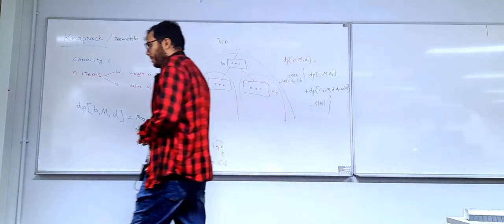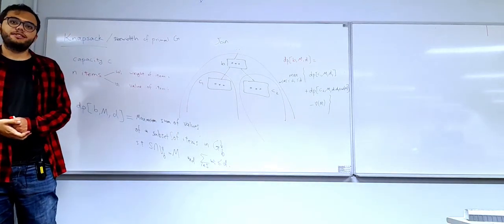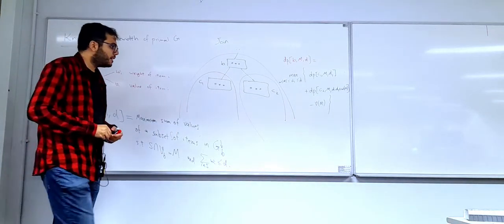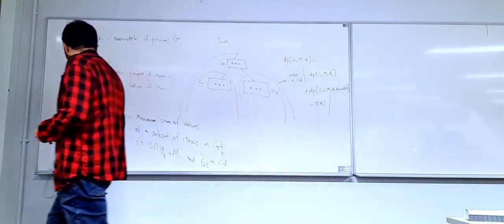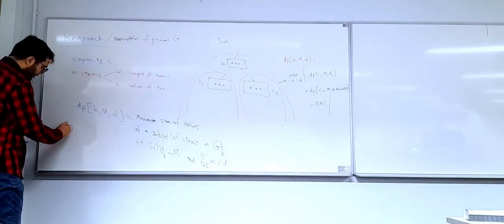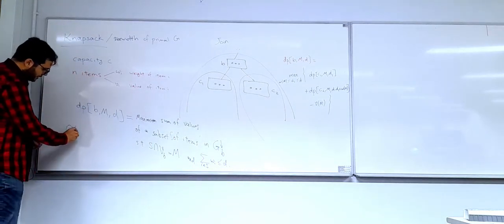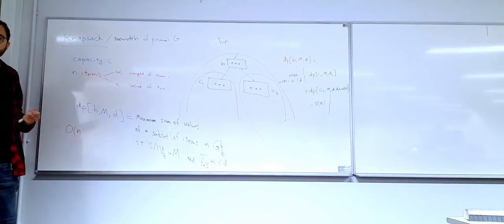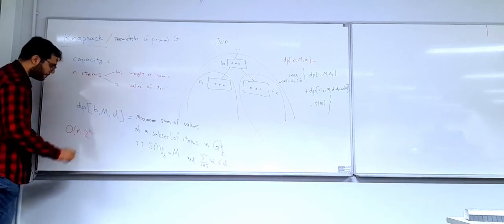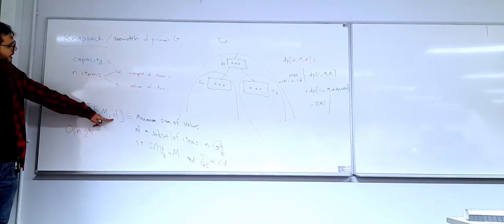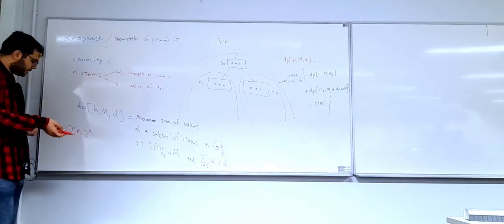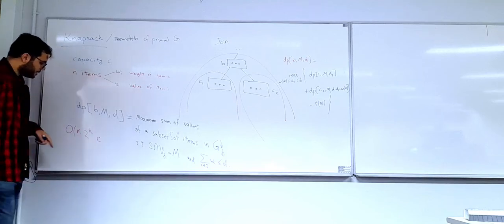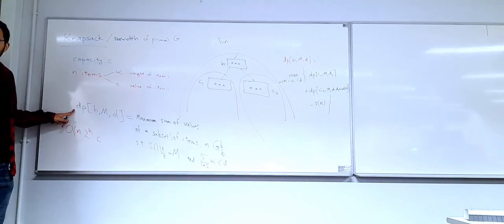So what is our runtime now? How many DP variables do I have? Let's figure that out first. The number of DP variables is, I have n different bags, right? And assuming that my treewidth was k, the number of masks that I can have is just 2 to the power of k. And then this was just the capacity, so it can be from 0 to c, so there are c plus 1 different values, but let's just call it c. So this is the number of DP variables that I have.